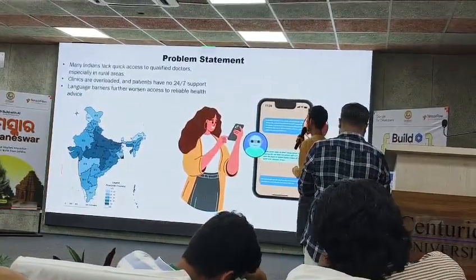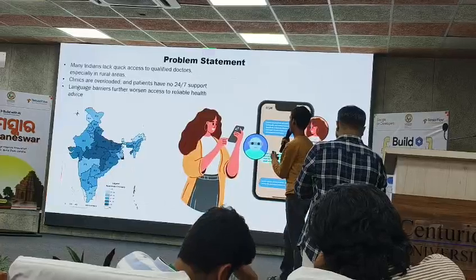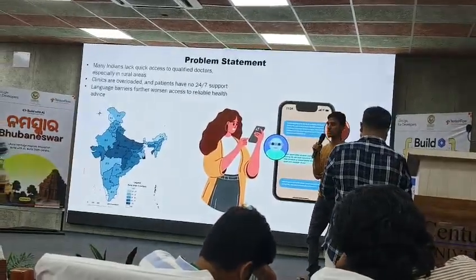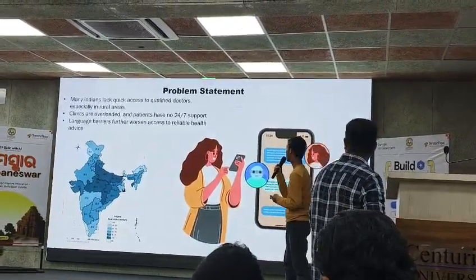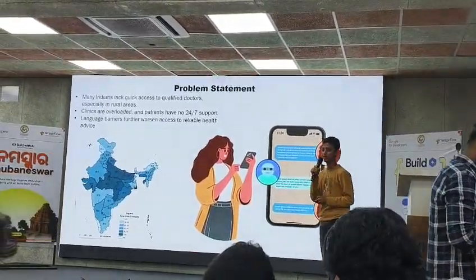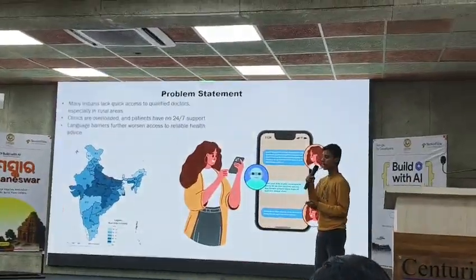Then the problem statement. Many Indians lack quick access to qualified doctors. That is the first problem. The second thing is clinics are overloaded and patients have no 24 by 7 support. So that is another reason.